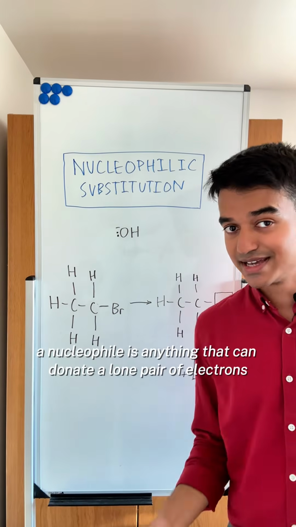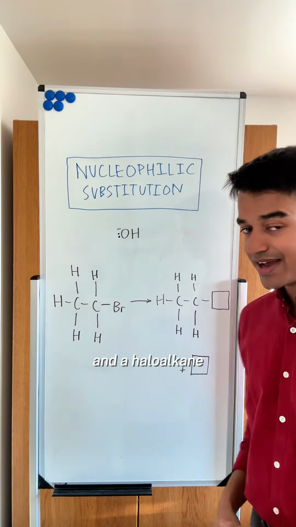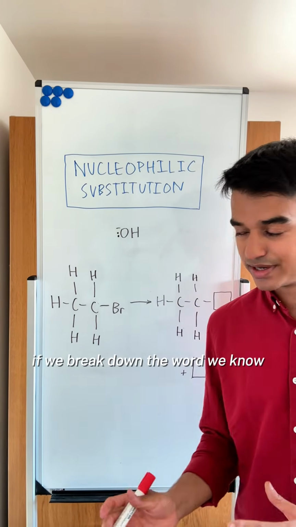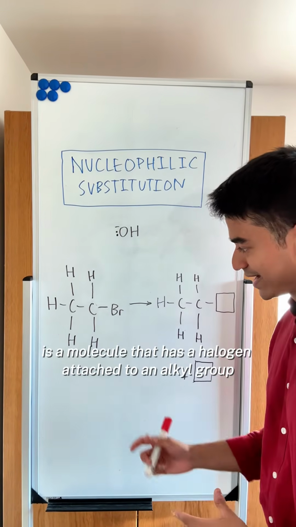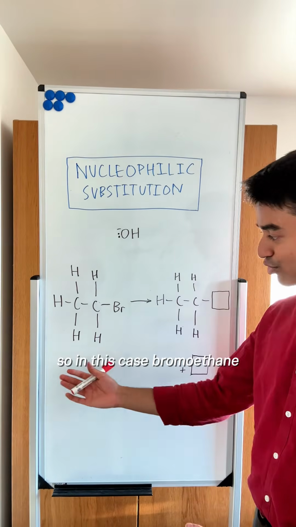A nucleophile is anything that can donate a lone pair of electrons, for example the hydroxide ion, and a haloalkane, if we break down the word, we know is a molecule that has a halogen attached to an alkyl group. So in this case, bromoethane.